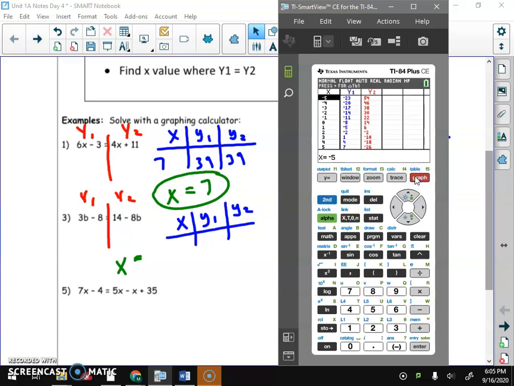Second graph. I'm going to check my screen first to see if the match is already on there. Nope, but it looks like if we go, oh yes it is. I apologize. It's right in the middle there. 2, -2, -2. There it is.